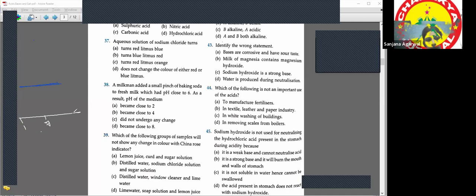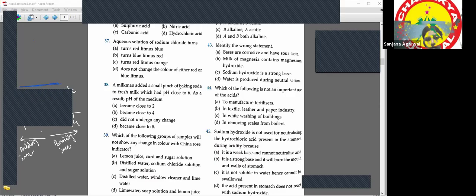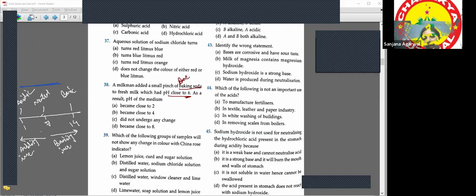That's 7, 1, 14. Anything with the pH value of 7 is neutral. Anything with pH value of 1 is acidic. And with 14 is basic. Now, as you move from 7 to 14 in this direction, the basicity increases. And as you move from 7 towards 1, acidity increases. So if the milkman added a pinch of baking soda, he is about to add a base to fresh milk which already had a pH close to 6. A value of 6 means just one value lesser than neutral, so milk is slightly acidic in nature. And now we are going to add baking soda, so we are increasing the basic nature.